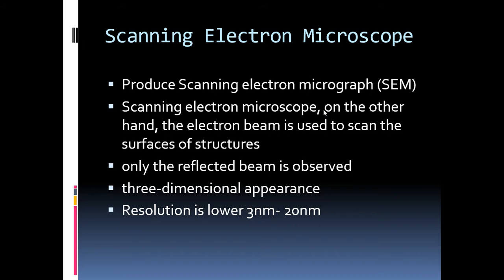And these reflected electrons will produce a three-dimensional appearance of the specimen. However, because most of the electrons' wavelengths are affected, the resolution of the SEM, or scanning electron microscope, is usually lower than that of the transmission electron microscope, which is about 3 nanometers to 20 nanometers, as compared to the transmission electron microscope that has a resolution of 0.5 nanometers.